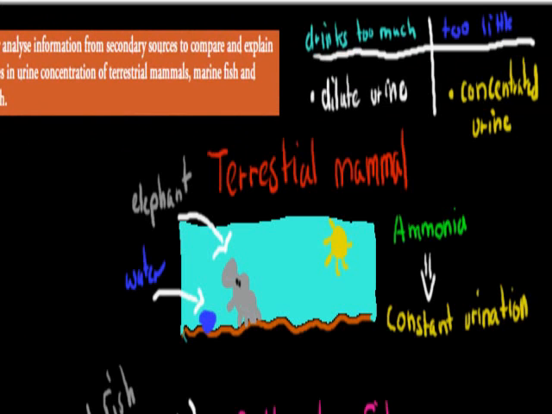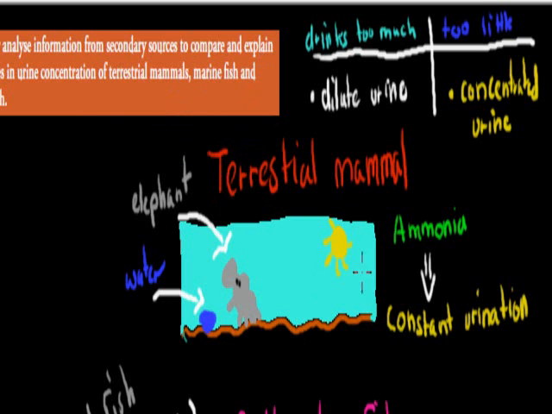Right, so back to that actual syllabus dot point. Let's compare and explain the differences in urine concentrations of terrestrial mammals, marine fish, and freshwater fish. So first here, this is actually a picture I'm pretty proud of today, which is unusual because usually I don't like my drawings.